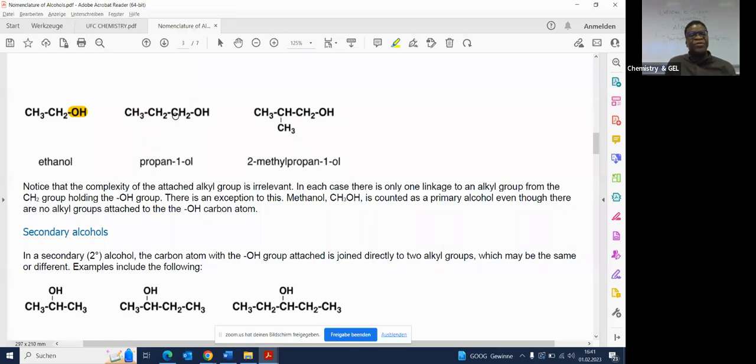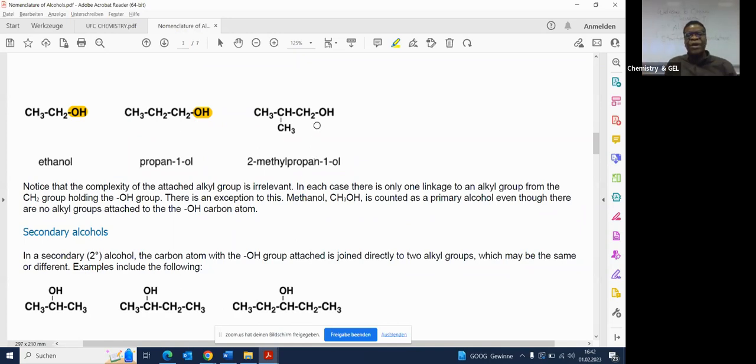When we come to 1, 2, 3, this is propane. From propane, we build propanol, okay? Or propane-1-ol or 1-propanol is the same. The most important thing we're discussing here is the primary alcohols are attached to the alkyl group, one carbon. Now look at that. If we removed OH, propane will become propyl group, isn't it? Propyl alcohol in general terms.